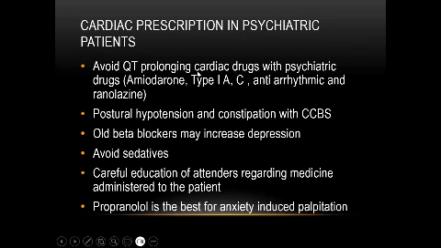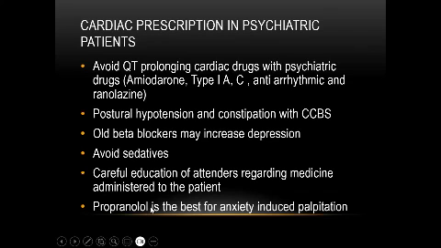So for cardiac prescription when the patient is already on a psychiatric drug, please make sure that drug is not producing QT prolongation. When the drug has a tendency to produce QT prolongation, avoid all your cardiac drugs which can produce QT prolongation. That is amiodarone, type 1A and 1C antiarrhythmic drugs, and analgesics. Postural hypotension and constipation can happen in a patient with CCBs, as many of your psychiatric drugs also can produce constipation. Beta blockers can induce depression, avoid sedatives. So please educate the attenders to make sure the cardiac drugs are taken at the right dose at the right time.